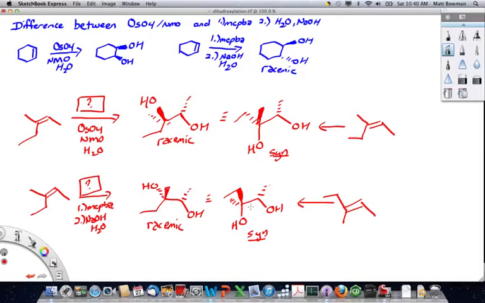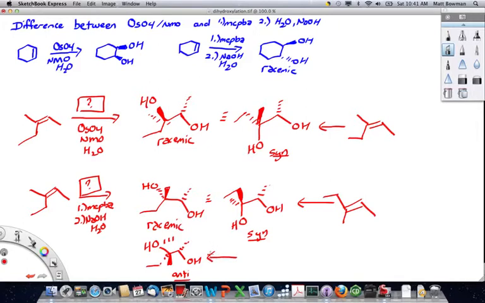You can double check this by redrawing this molecule in an anti-configuration. If you do so, add OH, goes to here, same one. We're going to change this OH into a line. That rotates this methyl group down into a wedge, and that ethyl group becomes a dash. This is the anti-configuration.